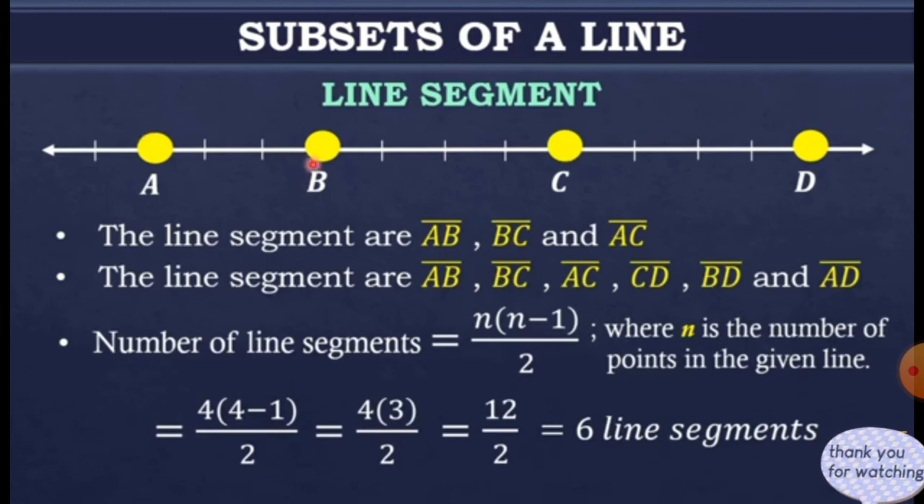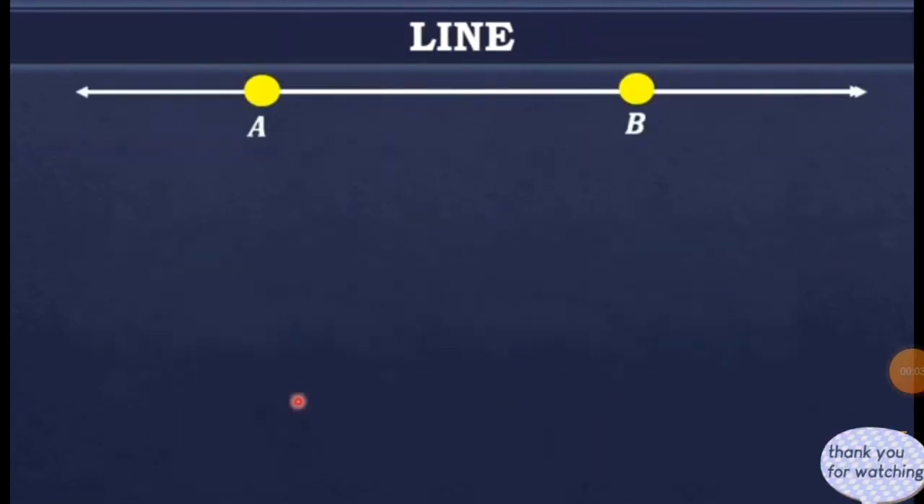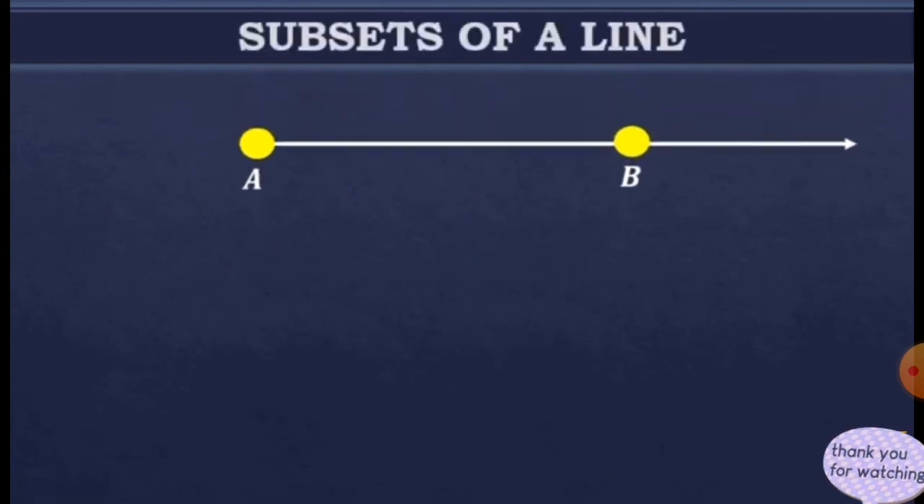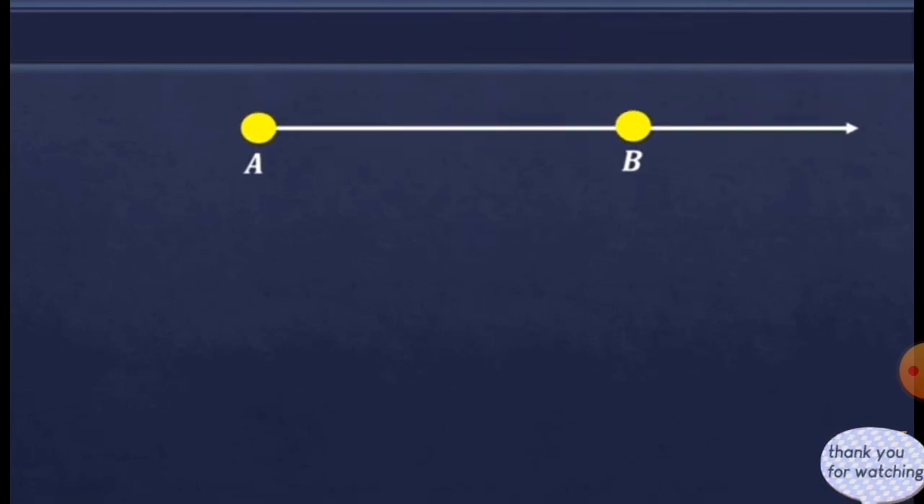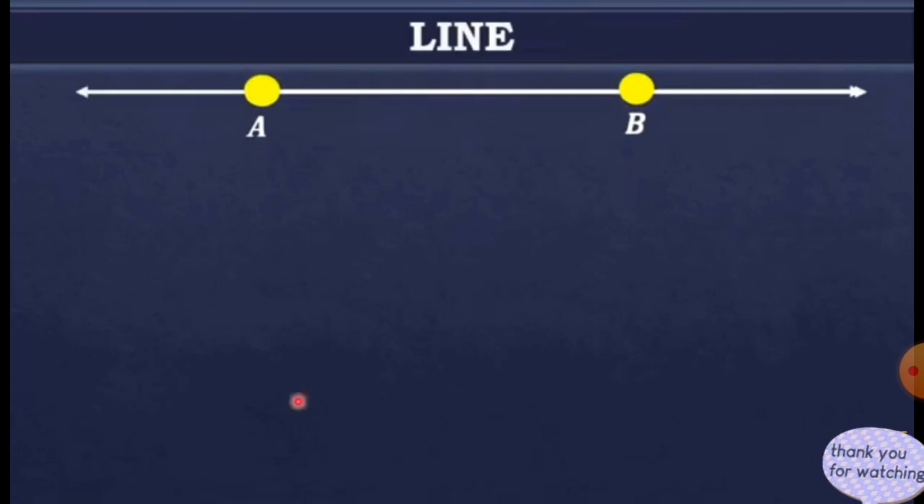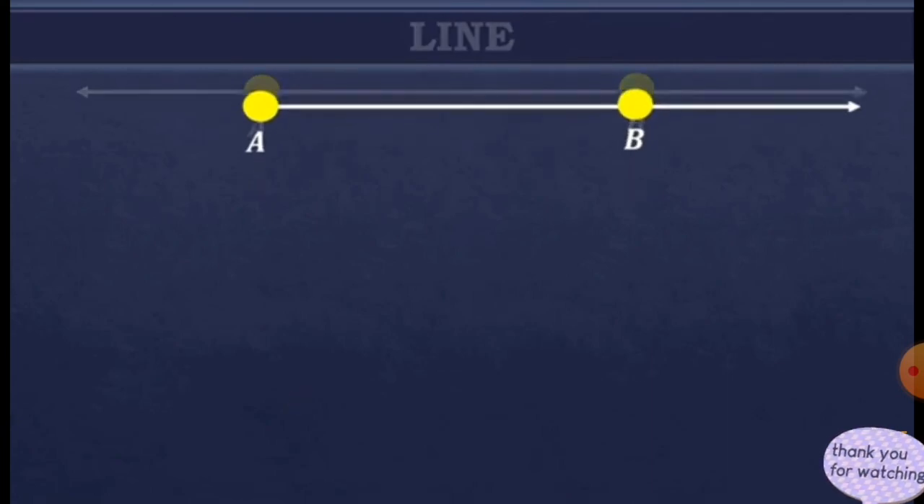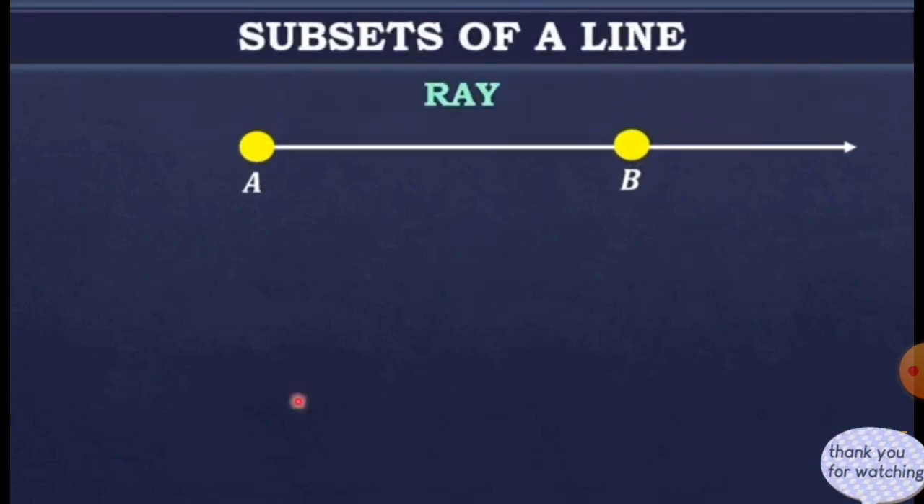Ang AB po is the same as BA. So, wag na po natin ilagay ulit si AB tapos BA. Okay, count as 1 lang po yun. So, we have 6 line segments. So, another subset of a line is, okay, so ito po siya. Another subset of a line aside from line segment is ray.